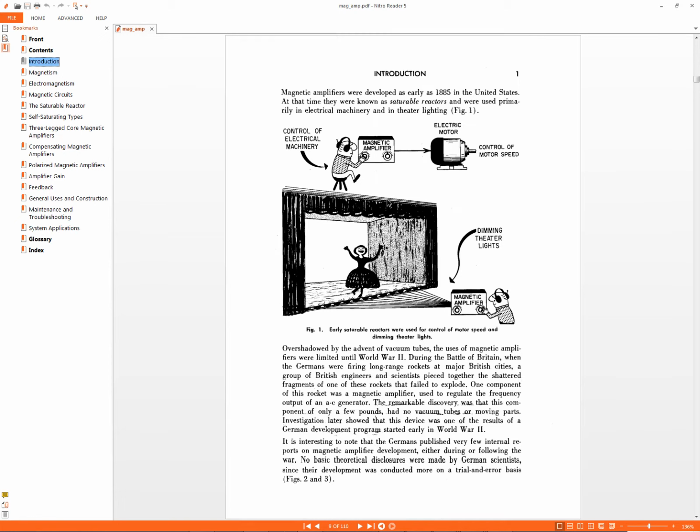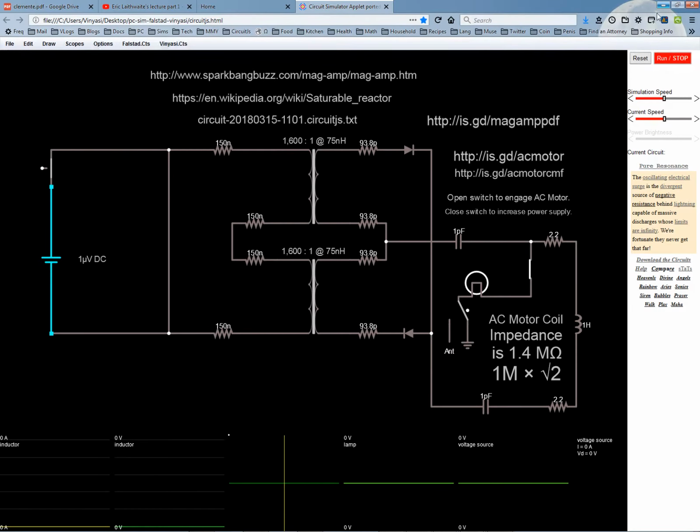origination of magnetic amplification dates back as early as 1885, although they didn't call it that because they didn't recognize what it was. But they used it in theater lighting, of all places. So I guess, and it was patented in, I don't know, 1901. So I'm having a hard time finding out who invented it. So I guess originally it's ascribed to no one in particular.